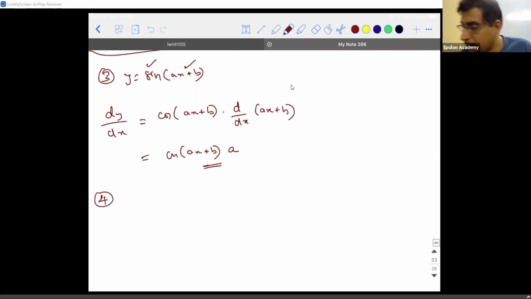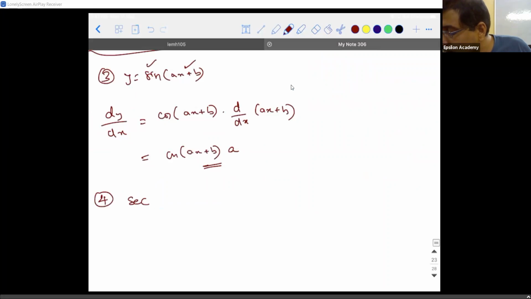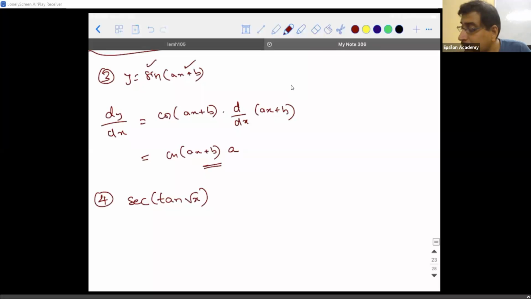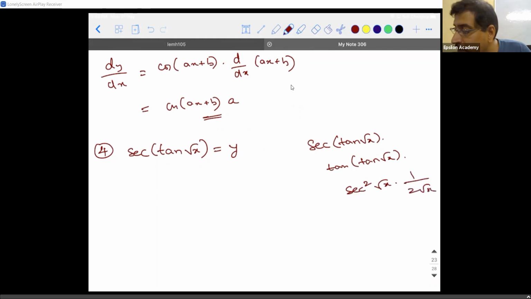Rohan, what is the fourth problem done? I got secant x into tan x into secant of tan root x. Into tan, again one more tan will be inside, sir. Oh, you got the answer. Okay, sorry. Tell me what is the answer. Secant of tan root x into tan of tan root x into secant square root x into 1 by 2 root x. This should be the answer.